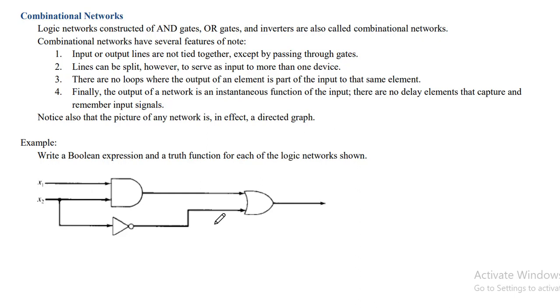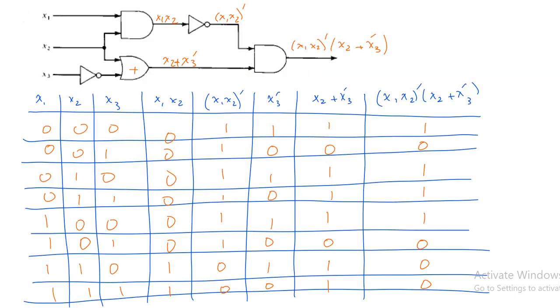So for example, a network is given. Let's write the expression and also the truth function. So again, the expression for this network is as follows. Here, x1, x1 naught, x2 plus x3 naught. And here is the truth table for it.